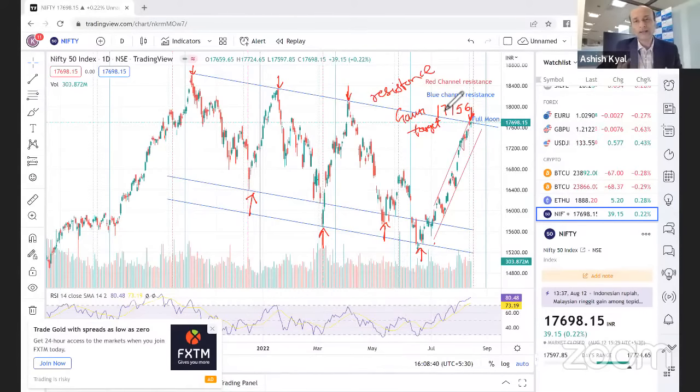RSI ओवरबॉट है, इसका मतलब ये नहीं मार्केट को रिवर्स जाना है. RSI ओवरबॉट का मतलब है यार ये तो बहुत स्ट्रॉन्ग स्पीड से जा रहा है, बस. It does not tell you कि रिवर्स लेना है. RSI ओवरबॉट का मतलब रिवर्सल नहीं होता. RSI ओवरबॉट का मतलब होता है स्पीड अच्छी खासी है, फरारी के स्पीड से जा रहा है फिलहाल मार्केट. That is what we can make out.